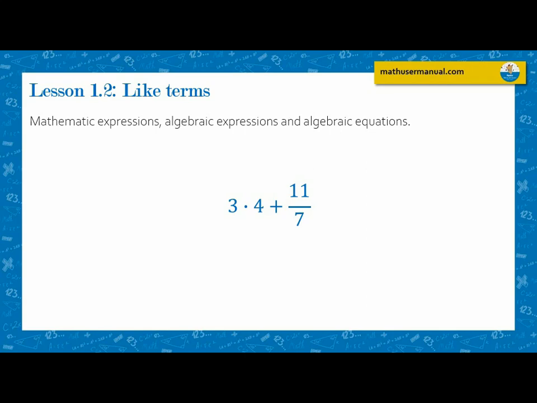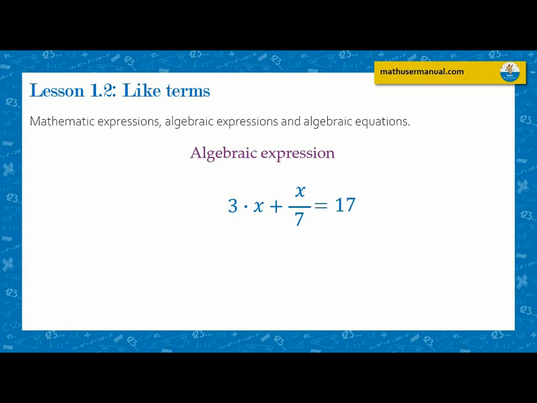What we can see on the screen only has numbers. Yes, they are multiplying each other, additions and divisions, but they're only numbers. When we only have numbers, this is a mathematical expression. If we happen to replace some of the numbers for variables, for letters, this is no longer mathematical, it is now an algebraic expression. Variables turn this into algebra.